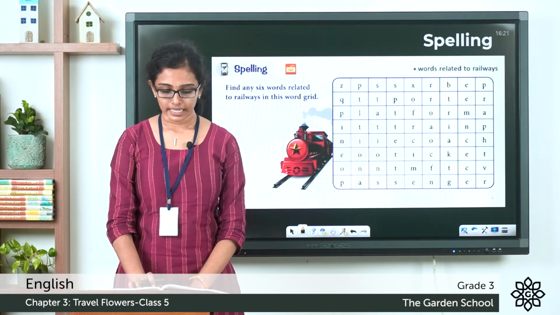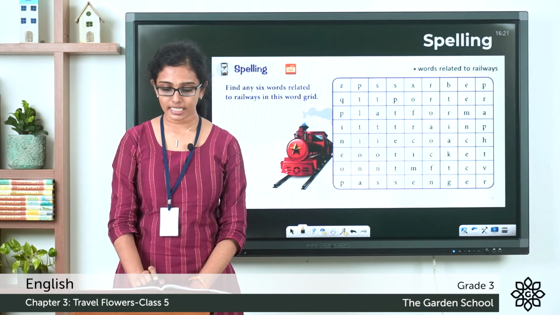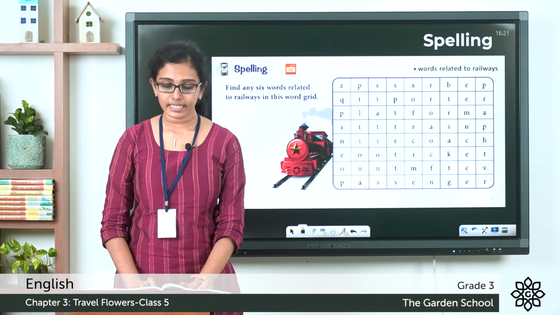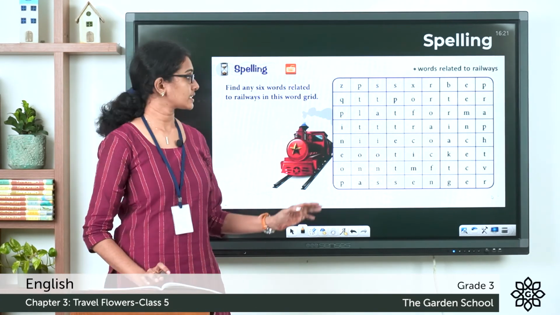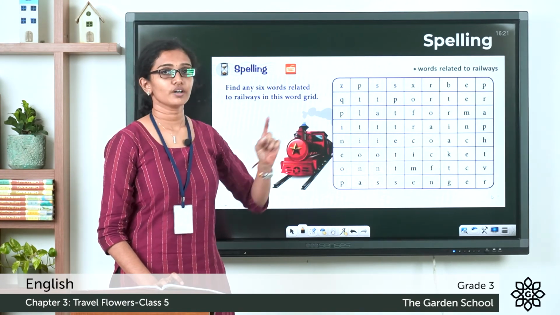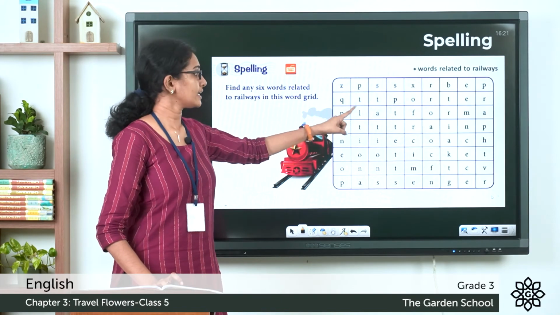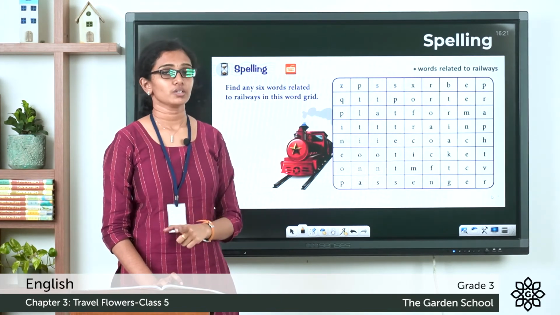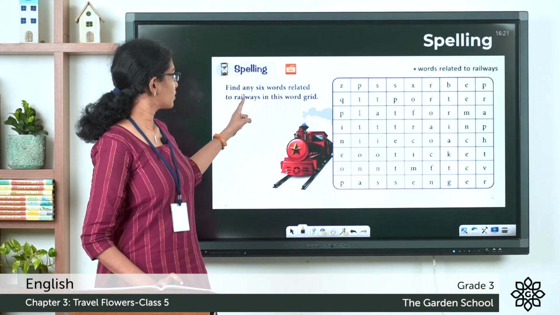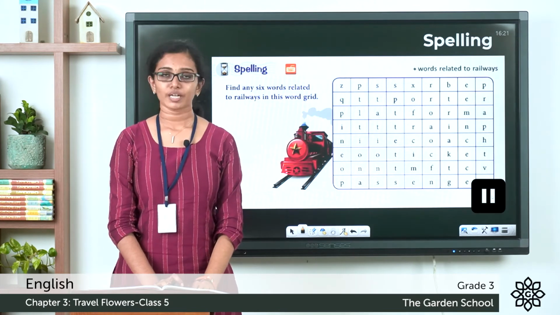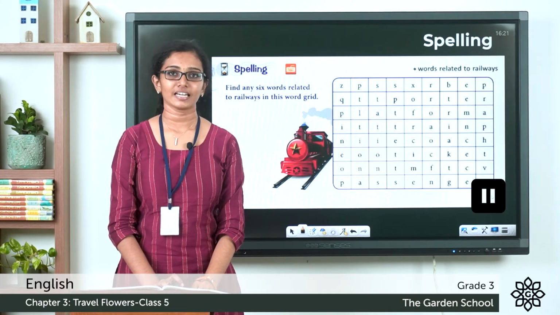Under the heading spelling, find any 6 words related to railways in the word grid. You can see a word grid here. You're supposed to find out 6 words hidden among these letters, and those words are related to railways. So you can pause the video, finish the activity and come back.